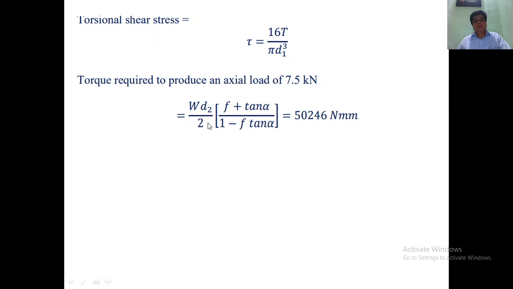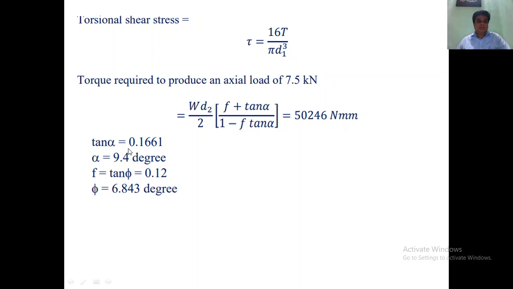It is again given in the data handbook, or we have derived this equation for this load W and other values given. What is the torque is, this is the torque here. The 50,246 Newton millimeter is the torque to carry this load, 7.5 kilonewton. So the alpha just now we found out, and the phi is given, and the torque is known, and d1 is known. We can calculate the shear stress. So shear stress is, this formula is there, so substitute that, will get the shear stress 3.45 megapascal.